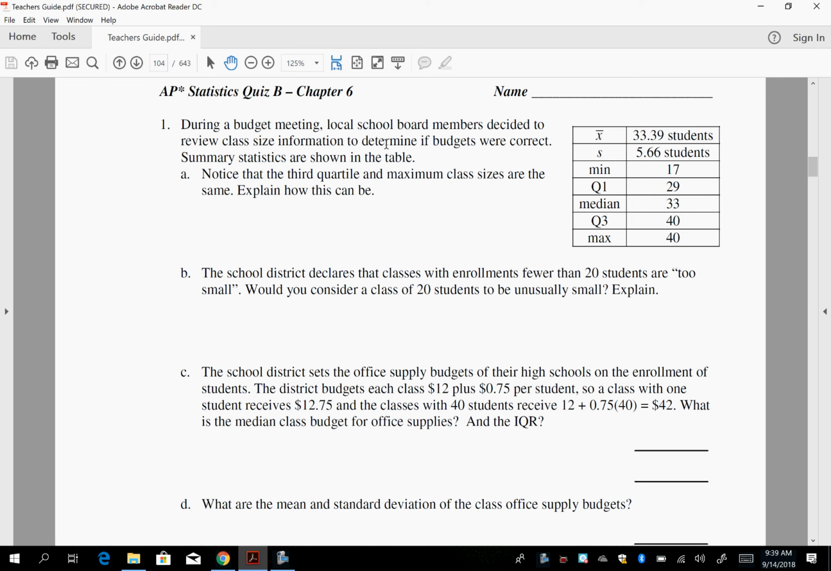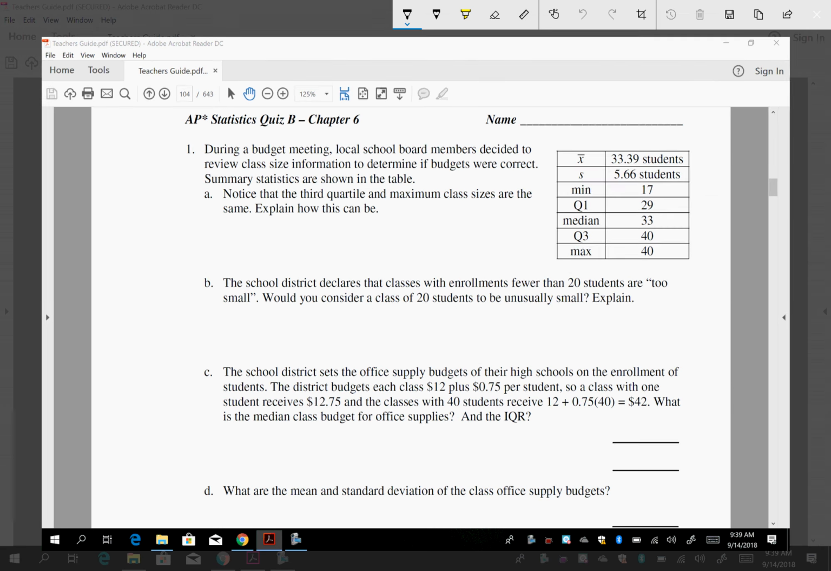So it gives you a couple of things here in this table. It gives you Y bar, which is the mean. What is the average number of students in a class? 33.39. Very good. So that's the average number of students in the class. Now, in part A, it says, notice that the third quartile and the maximum class sizes are the same. How could that be?